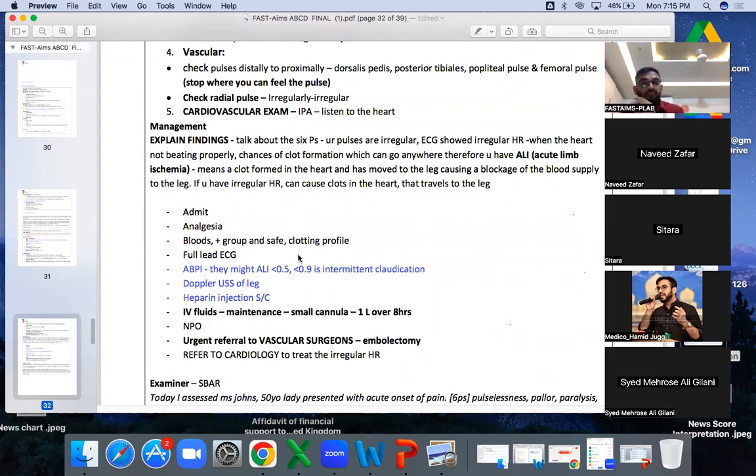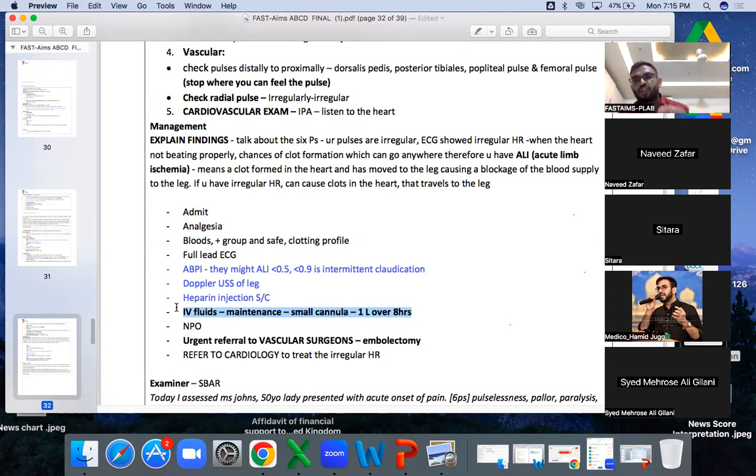And then what will you be doing? You will involve the seniors, and you will arrange for a Doppler scan. You will heparinize the patient at once, subcut heparin, and you will give the maintenance fluid. Look at this: this is the maintenance fluid. It is not another fluid we are giving. In the IV cannula here we are giving maintenance fluid, 1 liter over 8 hours. This is the first time; it is nowhere else. Here it is the maintenance fluid. And urgent referral to the vascular surgeon.